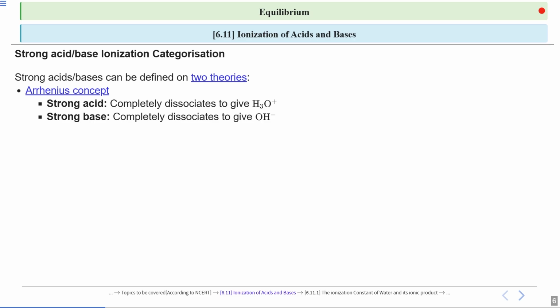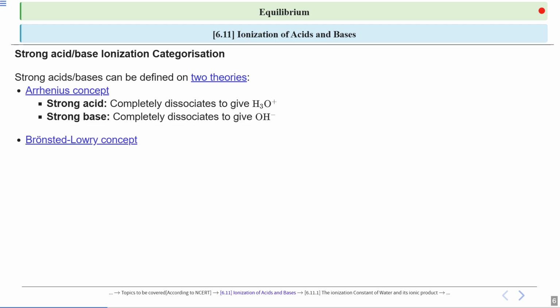Similarly, if I define a strong base according to the Arrhenius concept, then these are substances which completely dissociate to give you hydroxide ions, or OH minus ions. So this is the definition of strong acid and base according to Arrhenius.